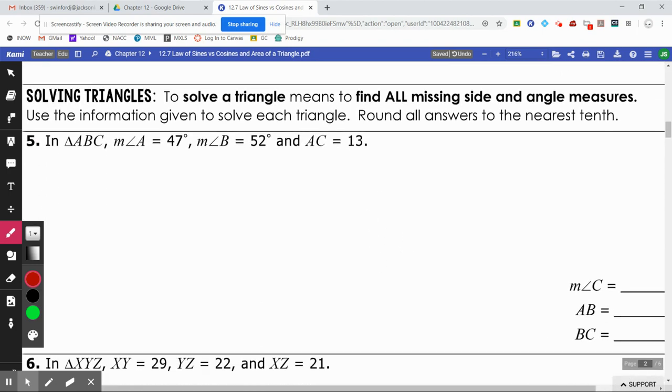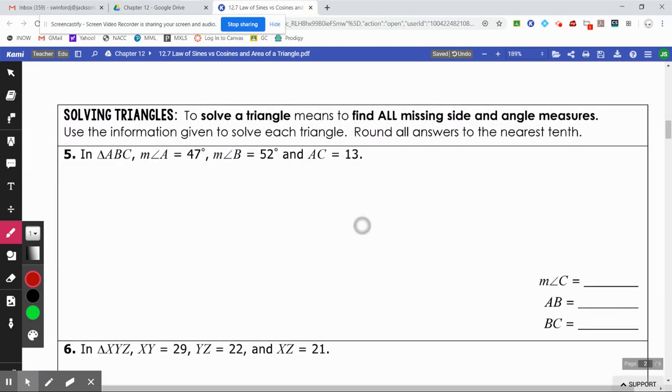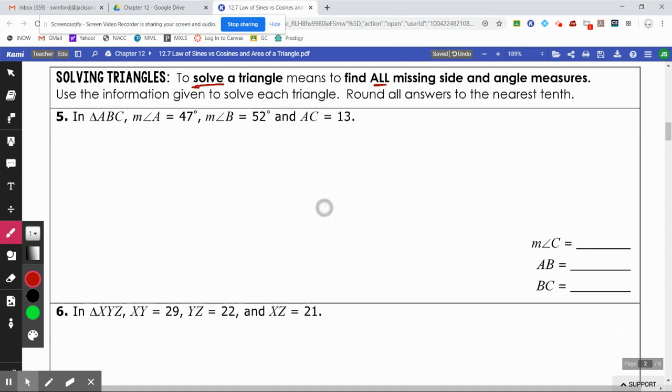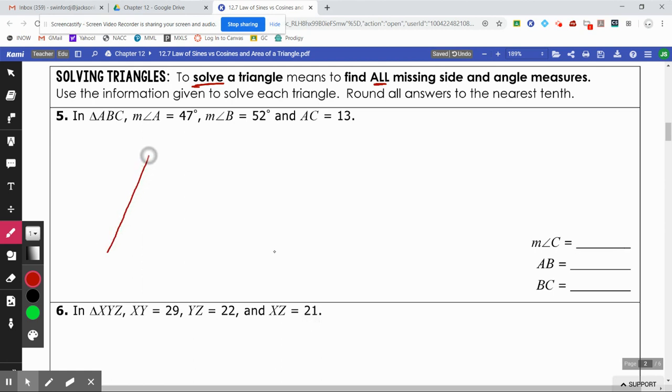Next up, we're actually solving triangles. Now, to solve a triangle means to find all missing sides and angles. Use the information given to solve each triangle, round all answers to the nearest tenth. So you've got a triangle ABC, and we're hoping for not the ambiguous case, because then we might have two possible triangles, but I'm hoping, since they're only giving us one set of blanks, that we only have one triangle to worry about.